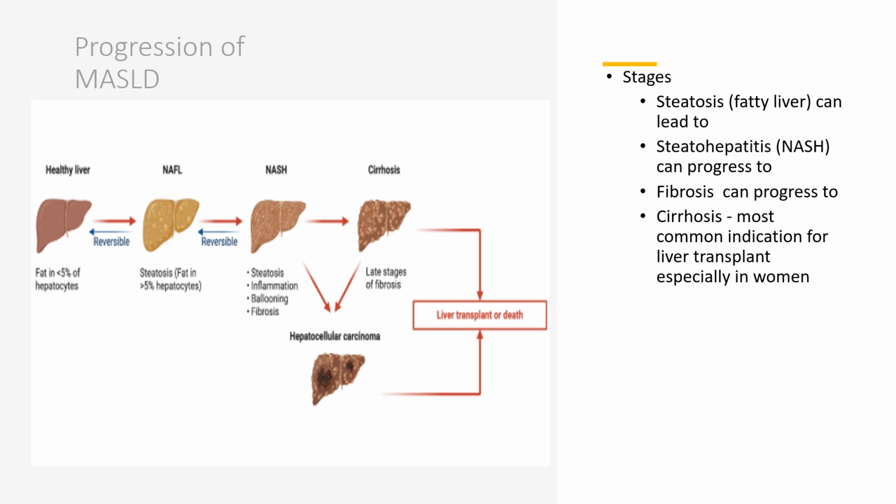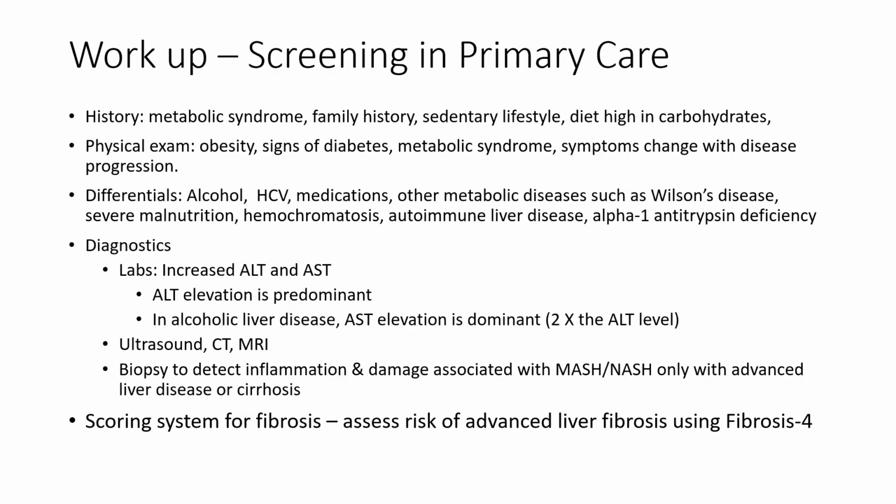MASLD is generally asymptomatic early on. It's often found incidentally on abdominal ultrasound or by elevations in ALT and AST. To work up MASLD, the primary care provider needs to have a high index of suspicion for patients who are obese or have prediabetes, metabolic syndrome, or any patient with evidence of steatosis on abdominal ultrasound, regardless of their liver function studies. The physical exam is often unremarkable.